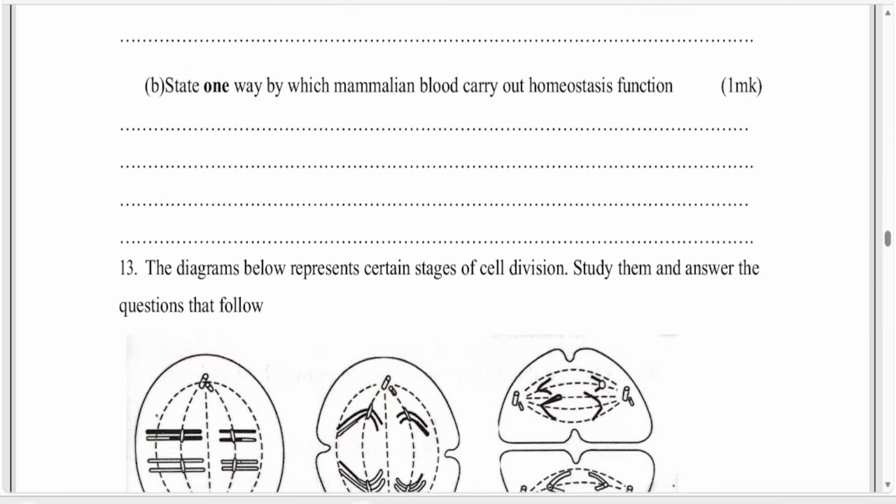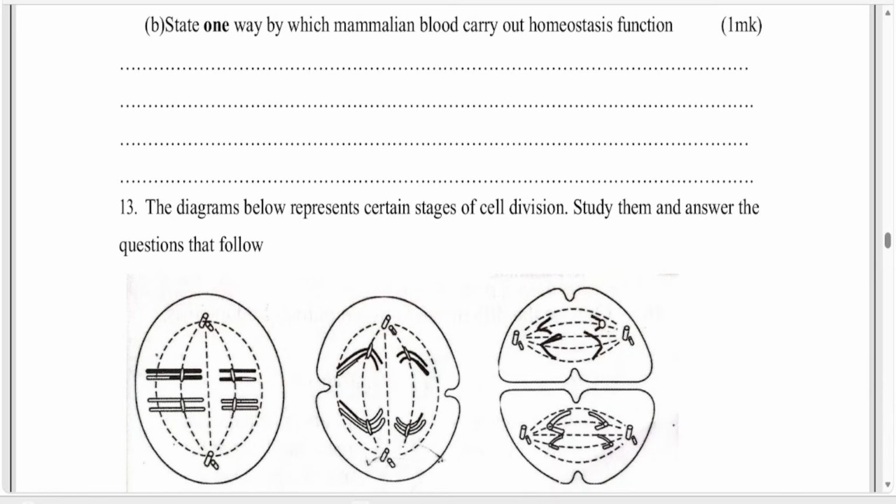State one way by which mammalian blood carries out homeostatic function. So one way in which mammalian blood carries out homeostatic function, we can talk of blood transporting hormones and other substances around the body, and this helps to regulate body processes and maintain a constant internal environment.